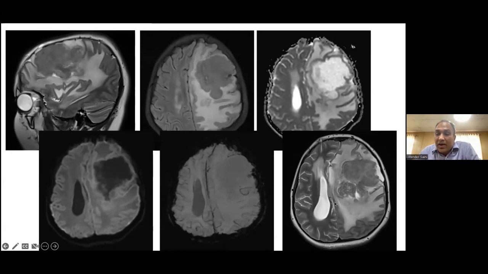and causing a lot of mass effect. Midline shift is there. Ipsilateral lateral ventricle is not seen. Contralateral lateral ventricle looks dilated. So there's probably an obstruction at the level of foramen of Monro.